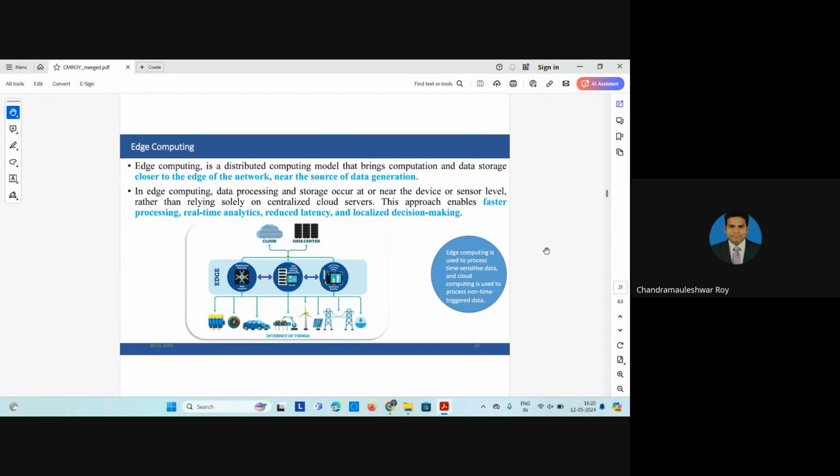In edge computing, data processing and storage occur at or near the device or sensor level, not at the cloud level, rather than relying solely on a centralized cloud server. This approach enables faster processing, real-time analytics, reduced latency, and localized decision making. So that is a very good thing about edge computing.